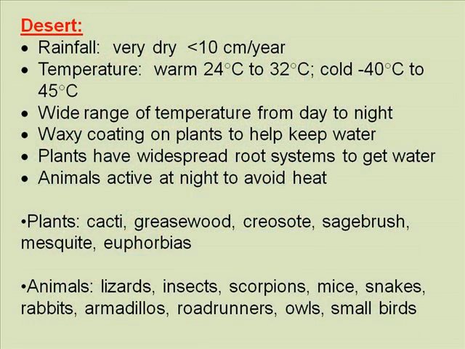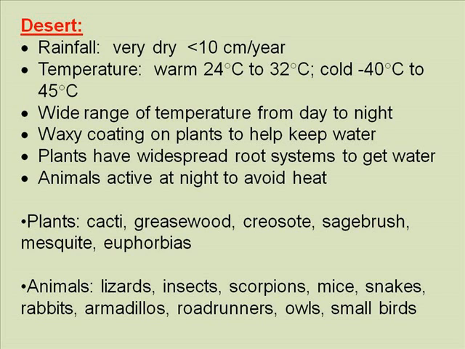The next biome we're going to talk about is the desert. The desert is going to be our driest of all the biomes, less than about 10 centimeters of rain per year. You can have very, very cold temperatures at night, below freezing, and during the day it can get very, very hot. So there is that wide range of temperature from daytime to nighttime.